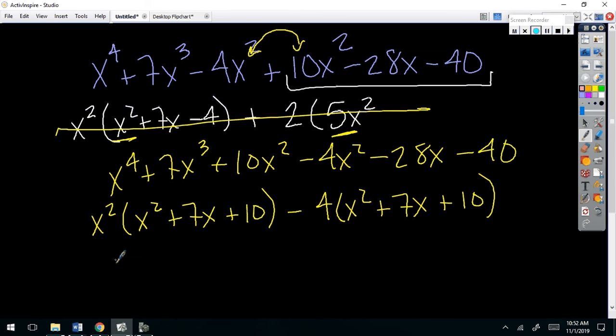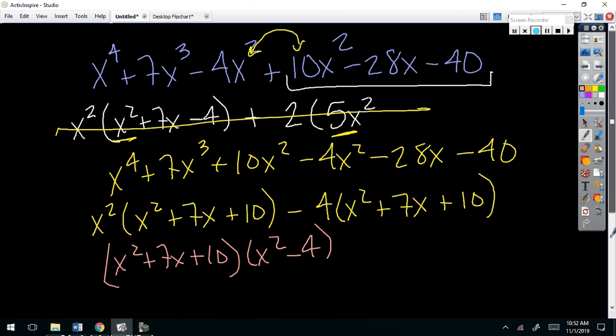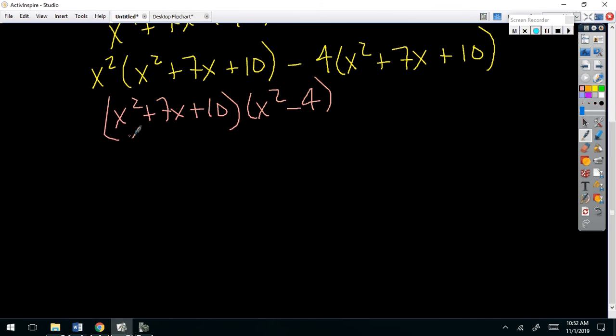So I got x squared plus 7x plus 10, and now I have x squared minus 4. Well, now remember I'm factoring completely, so what I'm doing is looking to see if I can factor any further. And this, does anything multiply to 10 but add to 7? No. Wait, does anything multiply to 10? Nope, just nope.